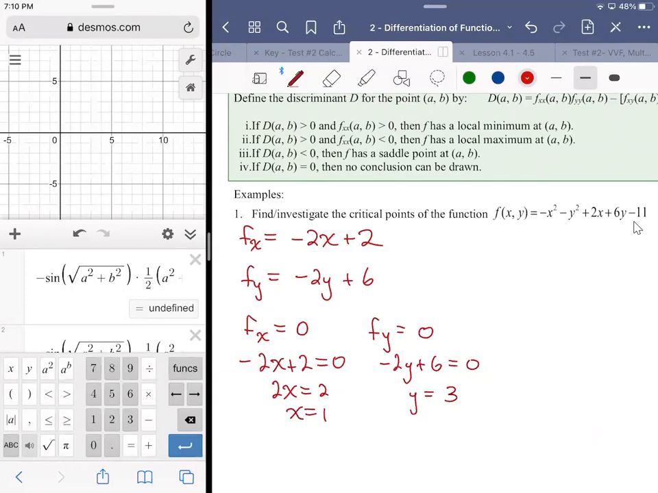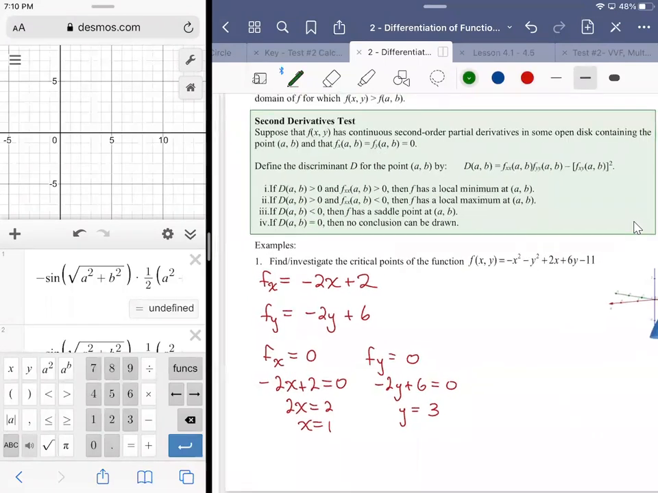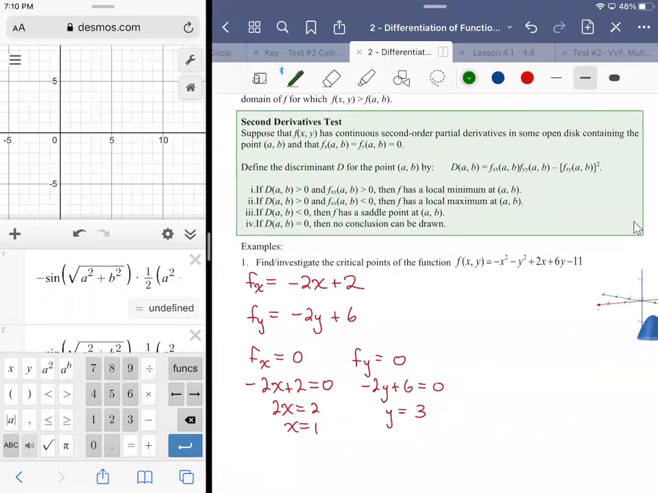I also need the second order partials in order to find my discriminant. Suppose that f has continuous second order partial derivatives in some open disk containing the critical point. That's all well and good. What we got here was a critical point.